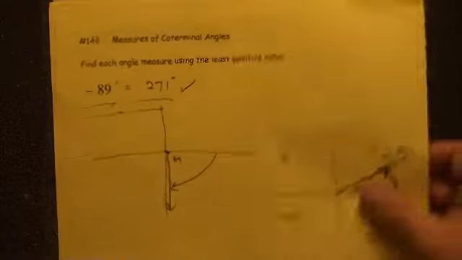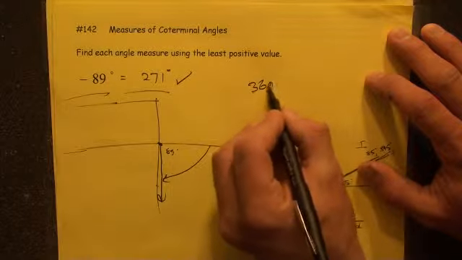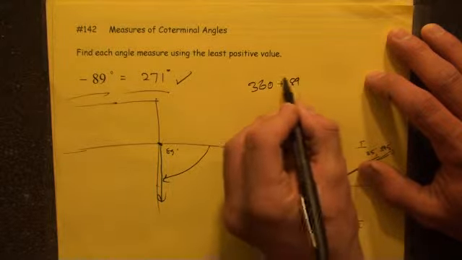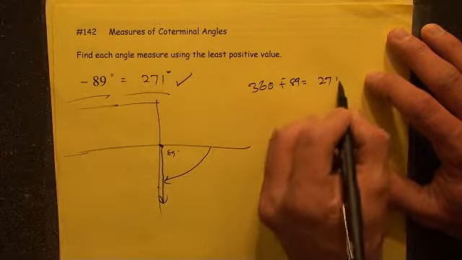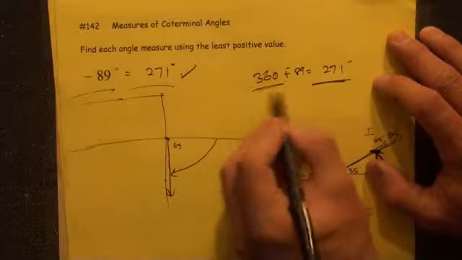All right. Find each angle measure using the least positive value. Oh, by the way, you also could have just simply taken 360 plus negative 89, and that would give you positive 271 as well. You can use 360.